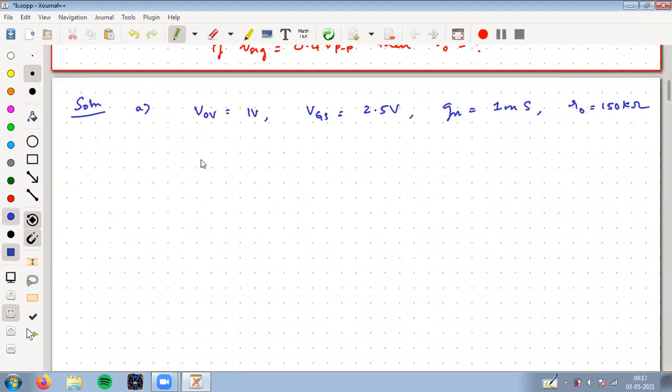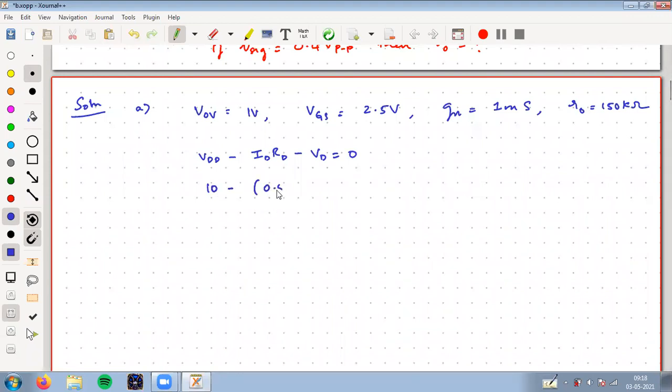VDD minus ID RD minus VD equal to 0. Right? So VDD is 10 volts minus ID is 0.5 milli, RD is 15 kilo ohms, minus VD equal to 0. So from this, VD is 2.5.